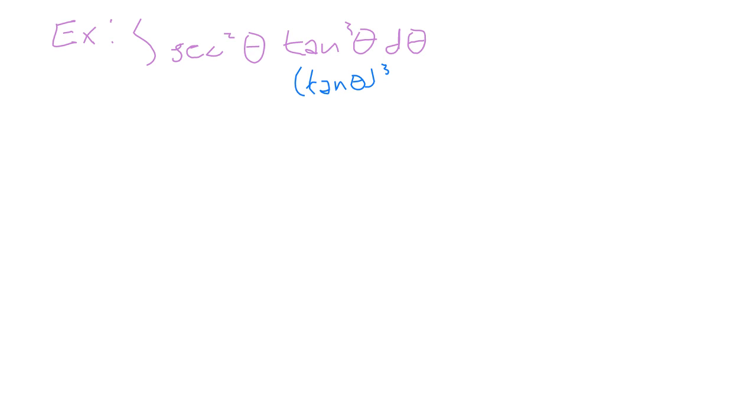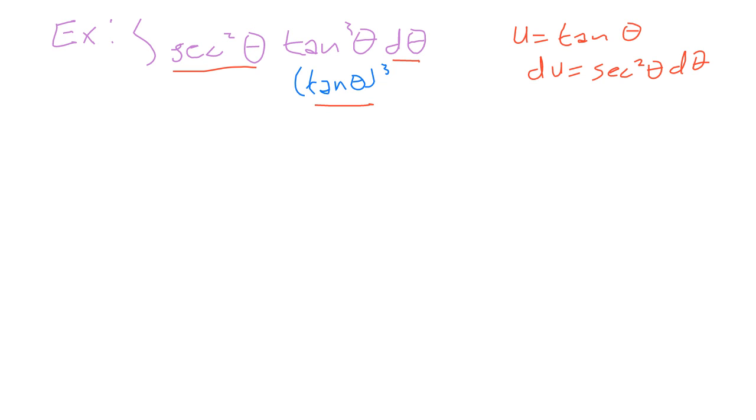That gives us a composite function now, an inner and an outer. Our outer is going to be like x cubed, and we have our inner function as tangent of theta. So now we need to look and see if we have a secant squared of theta anywhere, which we do. So therefore we can say that our u is equal to tangent of theta, and our du is equal to secant squared of theta d theta.